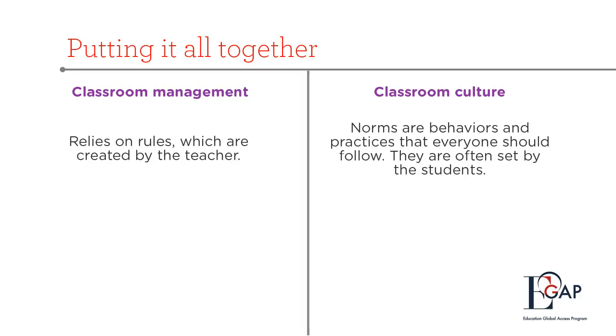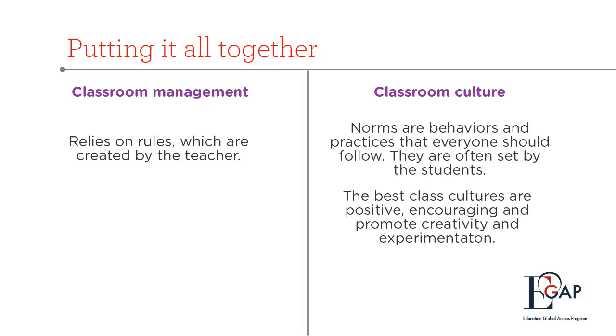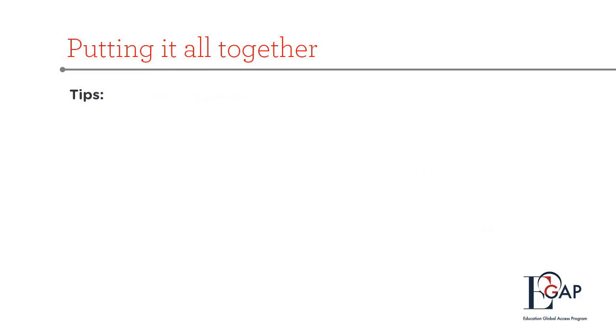You learned that norms work together to create a class culture. Class culture refers to behaviors and beliefs of the class. The best class cultures are positive, encouraging, and promote creativity and experimentation on the part of your students. You learned a few tips for helping to shape the class culture to make sure it's positive and encouraging, including talking with your students to understand their ideal classroom culture and then work backwards from that goal.